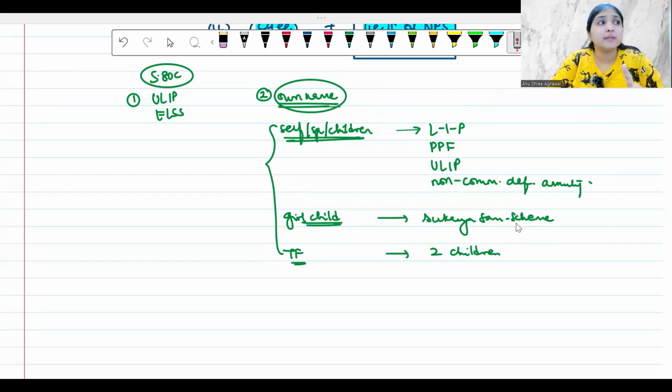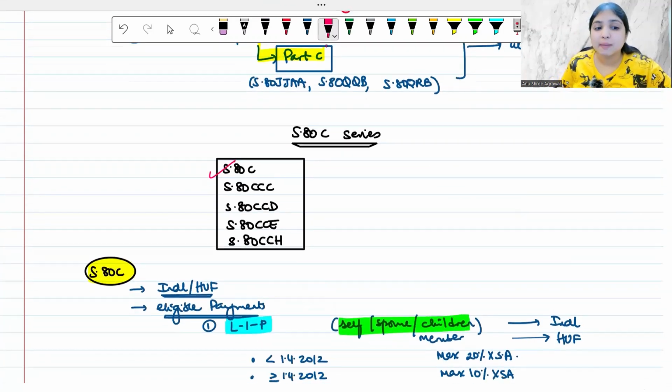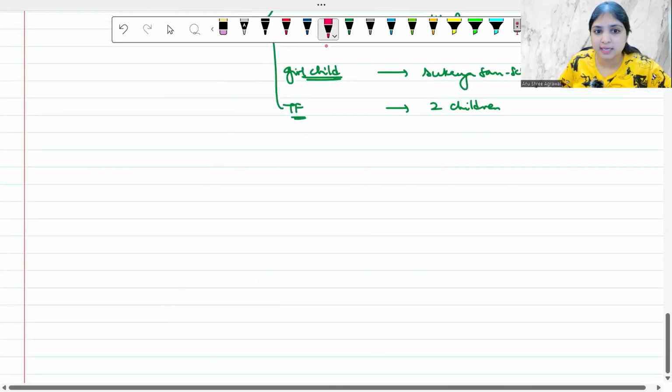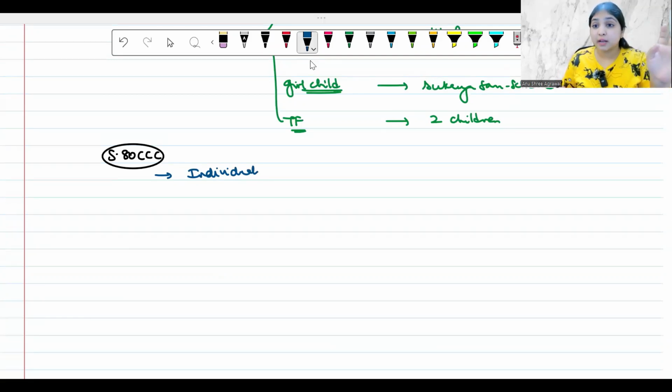I'm not going too much in depth because it is not required. We're doing it entirely from the exam point of view. So this was section 80C, your first section under the 80C series. Now coming to your second section under the 80C series, which is section 80CCC. Now section 80CCC, this section is applicable only and only to individuals. The assessee has to be an individual. We're not even covering HUF, we're only talking about individuals.